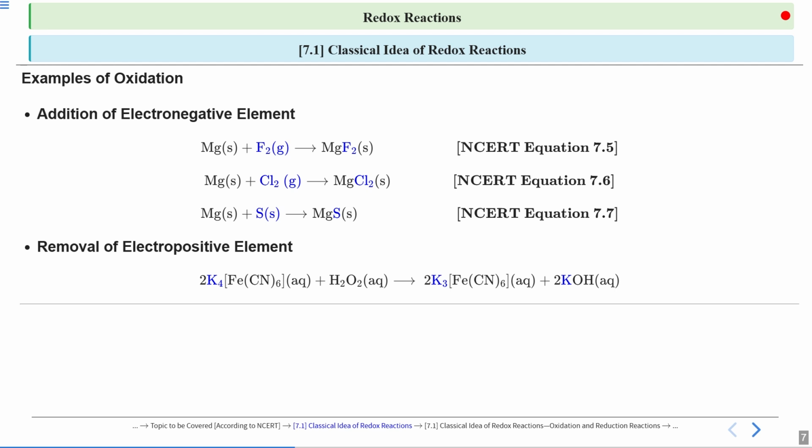So I hope the concept of oxidation is clear to you, that oxidation can be defined as the addition of oxygen and removal of hydrogen. It can also be defined as the addition of an electronegative element or the removal of an electropositive element.